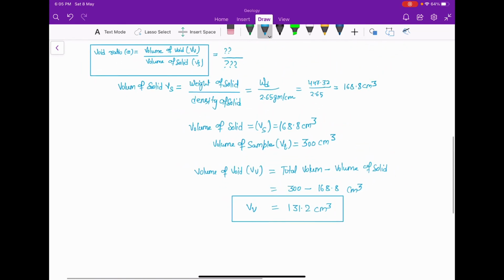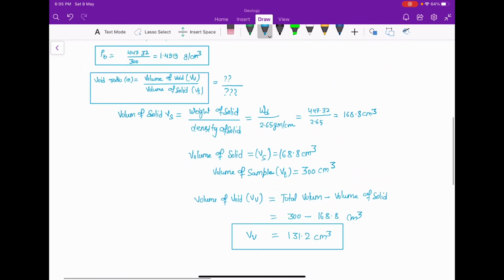Now the void ratio, e, is equal to Vv, which is 131.2, divided by Vs, which is 168.8. That gives 0.78. So the void ratio will be 0.78.